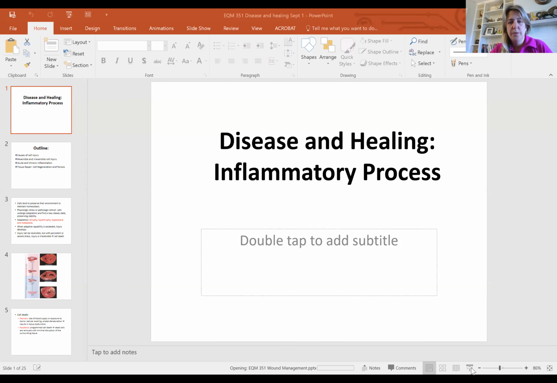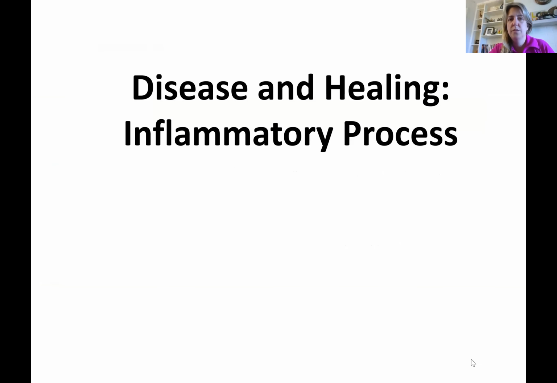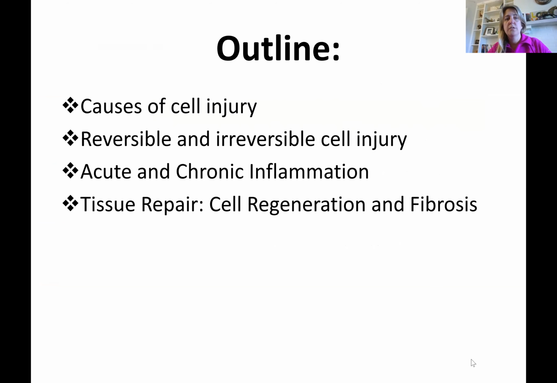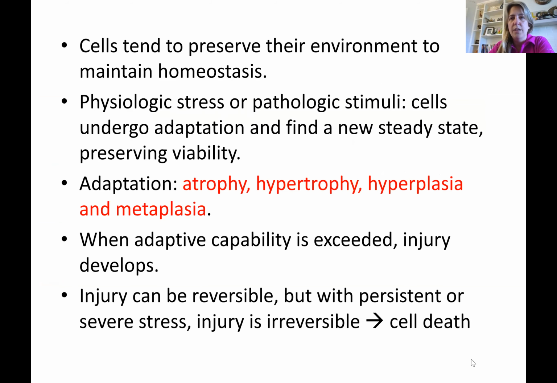Hello, everyone. So today we are going to be talking about the disease process and how healing occurs. So just so we can see here how the inflammatory process works. We're going to talk about cell injury, what is a reversible or irreversible cell injury, acute and chronic inflammation, and what leads to fibrosis or complete regeneration of the tissues.